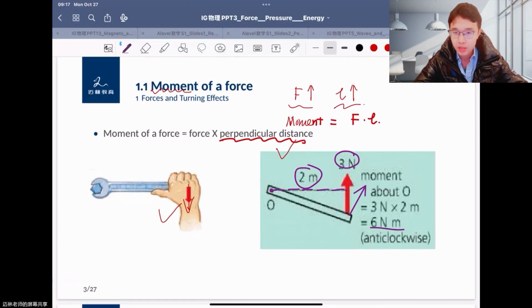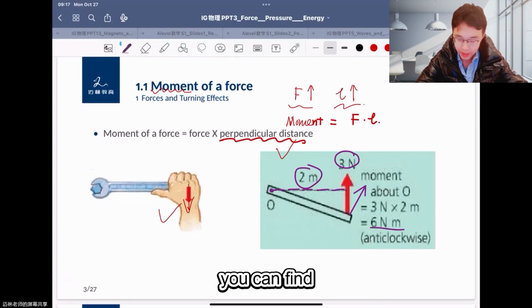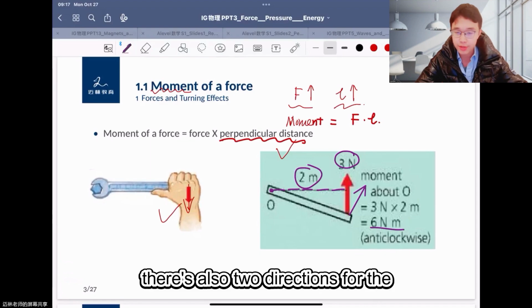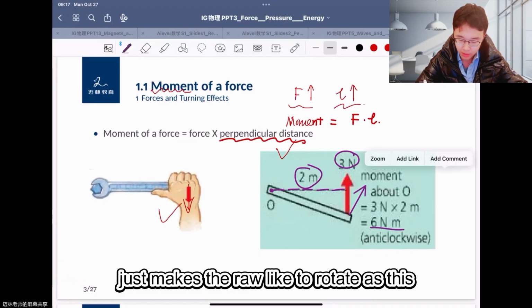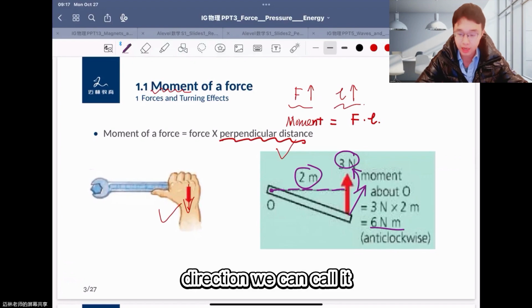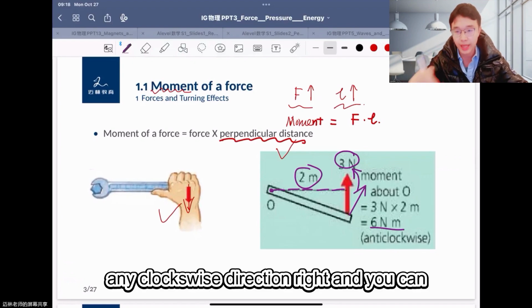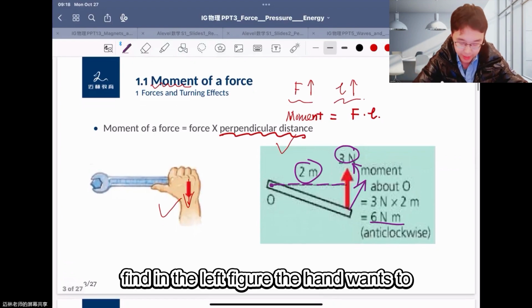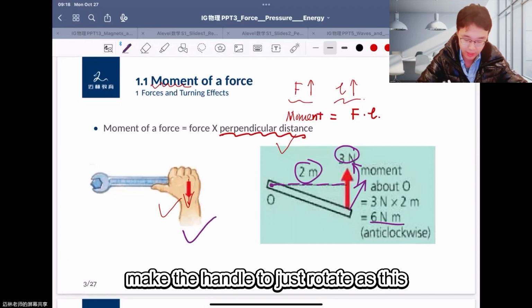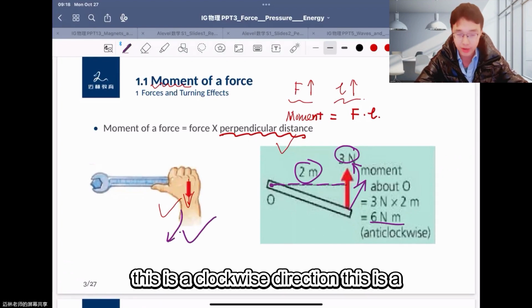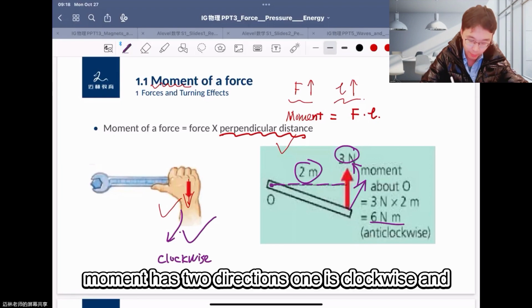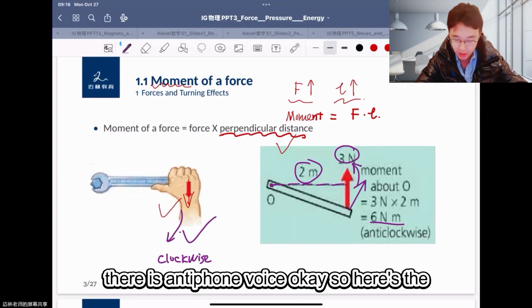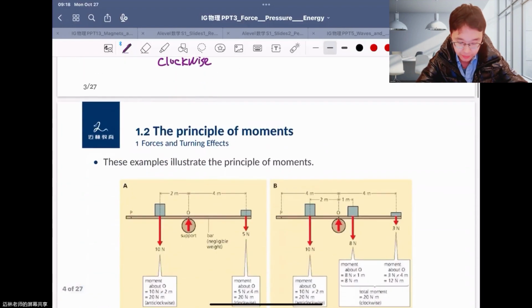Okay. So here you can find there are also two directions for the rotation. You can find here the force makes the rod rotate in this direction. We can call it an anticlockwise direction, right? And you can find in the left figure, the hand wants to make the handle rotate in this direction. This is a clockwise direction, right? So we can say that moment has two directions. One is clockwise, another is anticlockwise. Okay, so here's the difference.